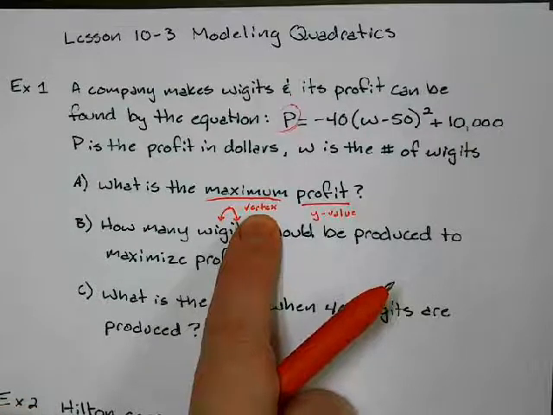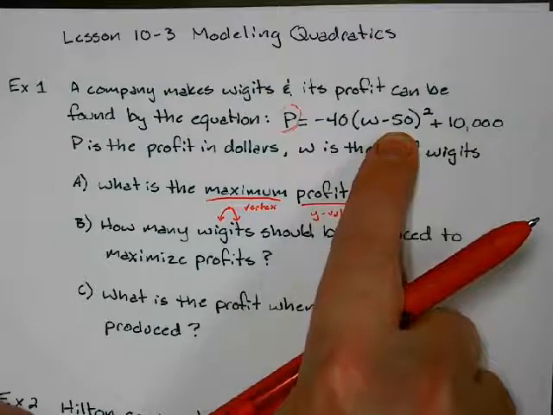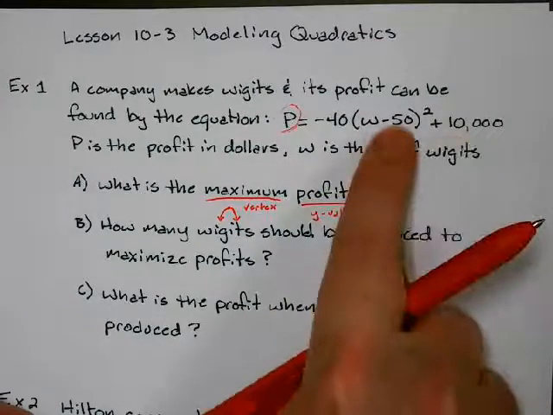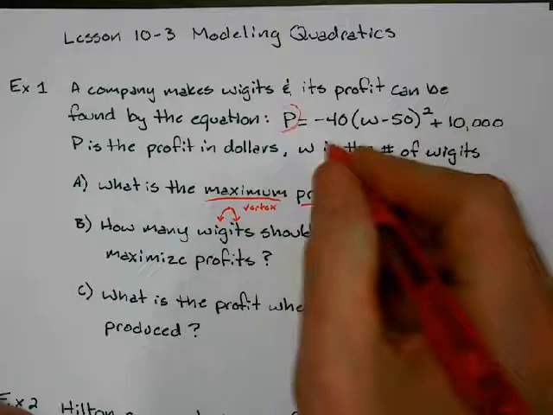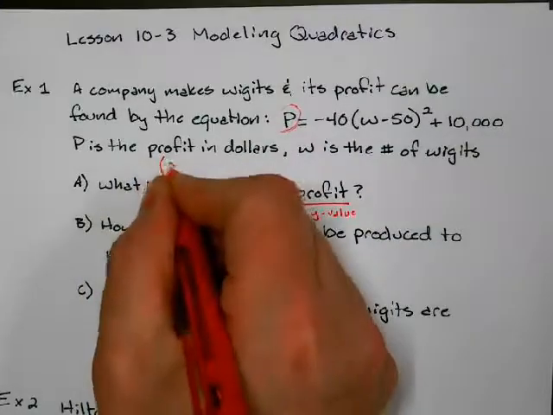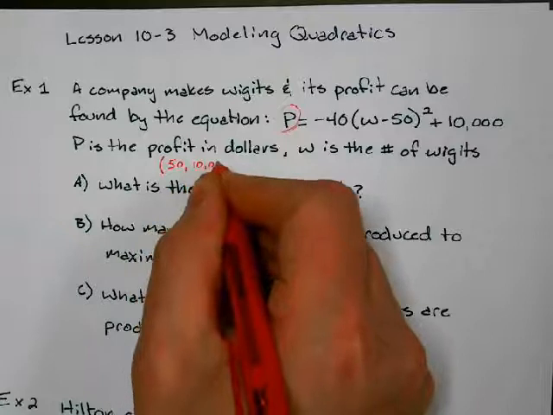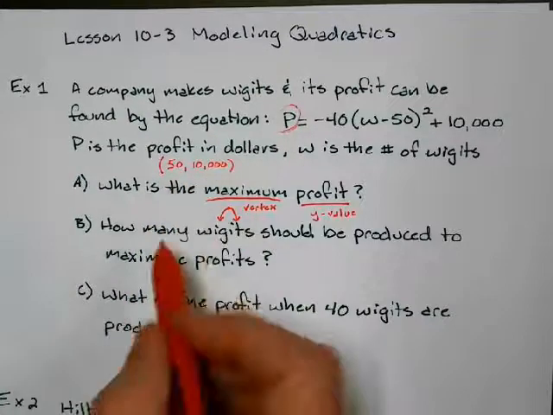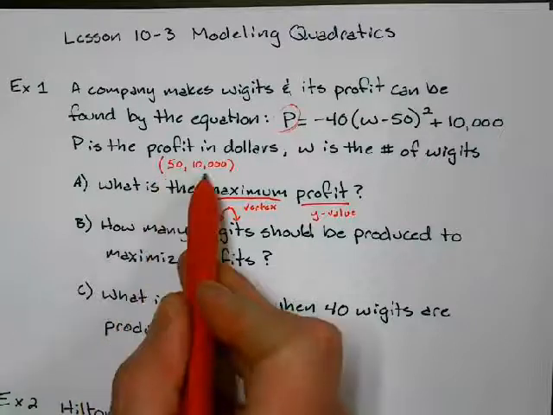Oh, that's way easier than we thought it would be, because we know our vertex. Remember, this is vertex form. Here's my h and here's my k. We always use the opposite of this number. So my vertex for this one would be at (50, 10,000). In terms of the problem, that means if I make 50 widgets, I will make $10,000 as my profit.